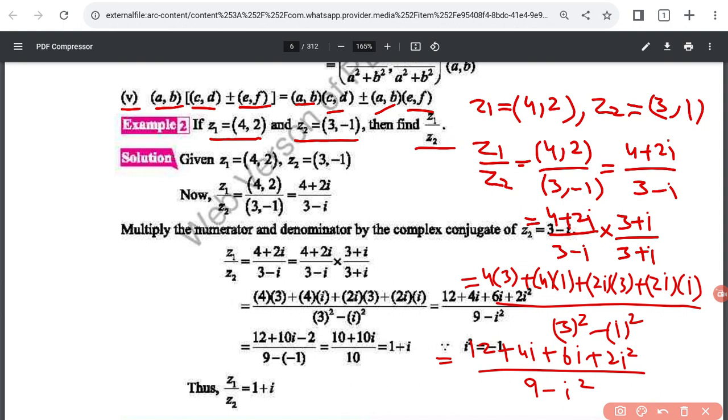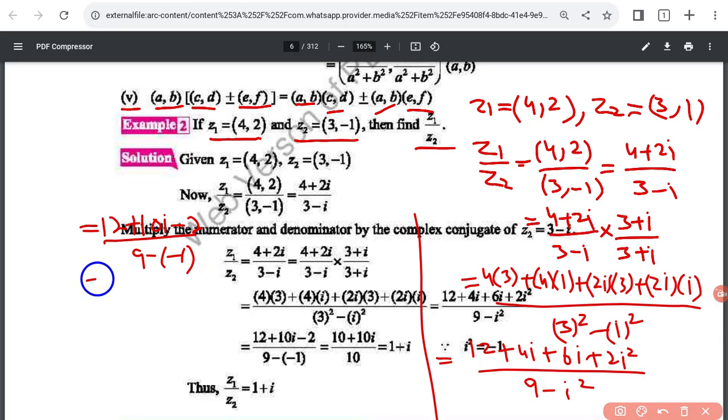So now we move on to the next topic. So the other part I am writing here on this side. It will be 12 iota square, basically, is equal to 1. So we write it here 12 plus 10 iota minus 2, because iota square is equal to 1. So 9 minus into minus 1.